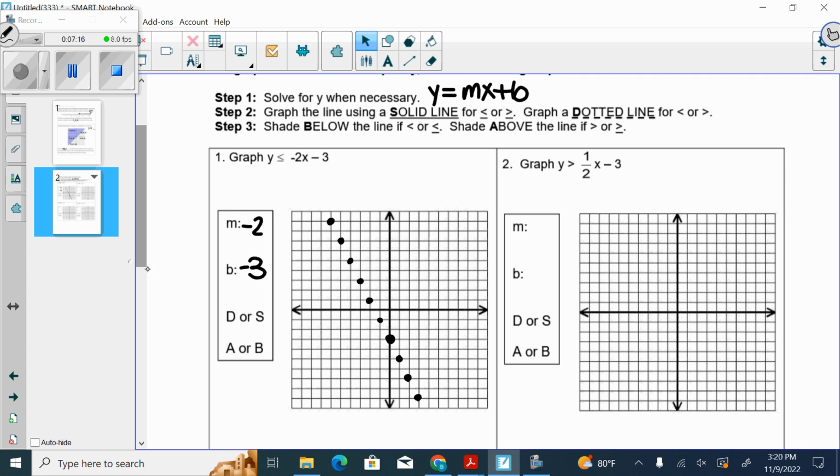All right, now before you connect those dots, remember, sometimes we have a solid line and sometimes we have a dotted line. That's what step number 2 says, right? Okay, so my inequality is less than or equal to. So on number 2, did they say that means we want to use a solid line or a dotted line? Solid, very good. So I am going to connect my points with a solid line.